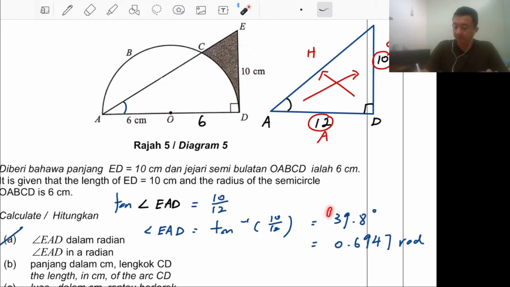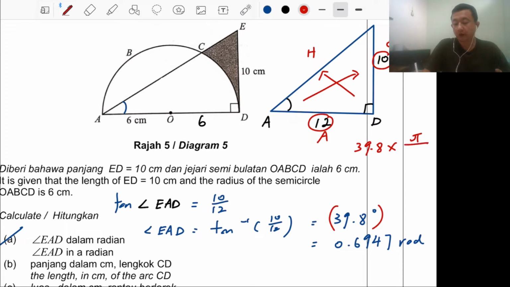So you can just make full use of a calculator. If it's degree mode, this is your answer. If it's radian mode, this is your answer. But for those who do not know how to convert using the calculator mode, you can still change this into this. How? 39.8 times pi over 180. You should still get 0.6947 radian. Okay, you can try. Just use the pi on the calculator. Okay, that is for A.